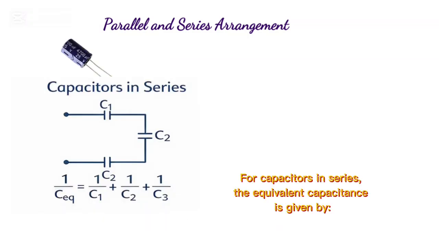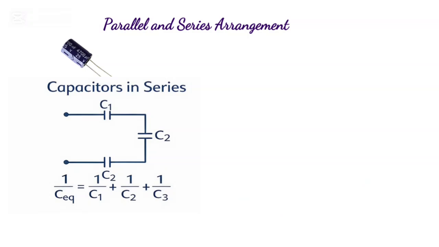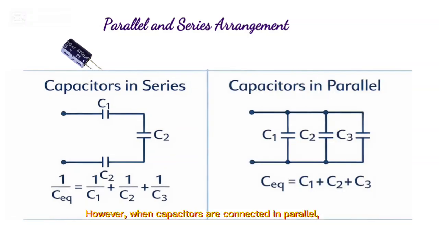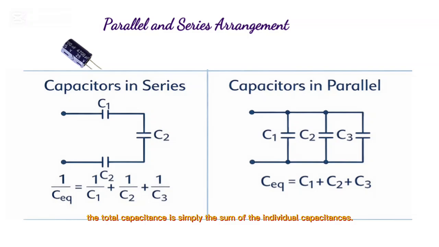Capacitors. For capacitors in series, the equivalent capacitance is given by 1 over C is equal to 1 over C1 plus 1 over C2 plus 1 over C3. However, when capacitors are connected in parallel, the total capacitance is simply the sum of the individual capacitances. C is equal to C1 plus C2 plus C3.